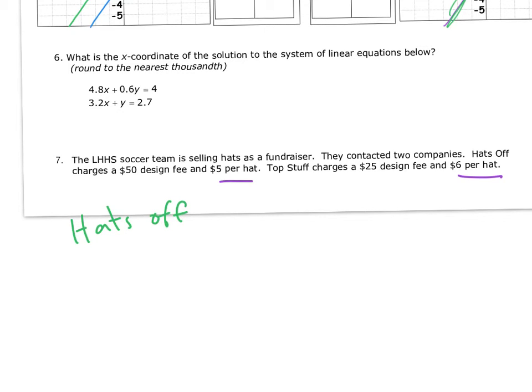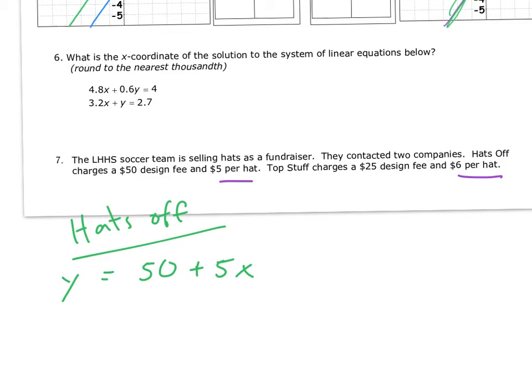Now this is going to be on your second page, even though it copied on our first page here. So Hats Off, we know, charged $50 of design fee, and so that's a one-time fee of $50. But it was $5 per hat, and that key word there of per means they're not just going to pay $5 once. It's going to be every time they purchase a hat, so we'll say 5 times x. And now if we think about that total amount, a $50 start fee and $5 per hat is going to be a total amount. So we just say y equals 50 plus 5x.